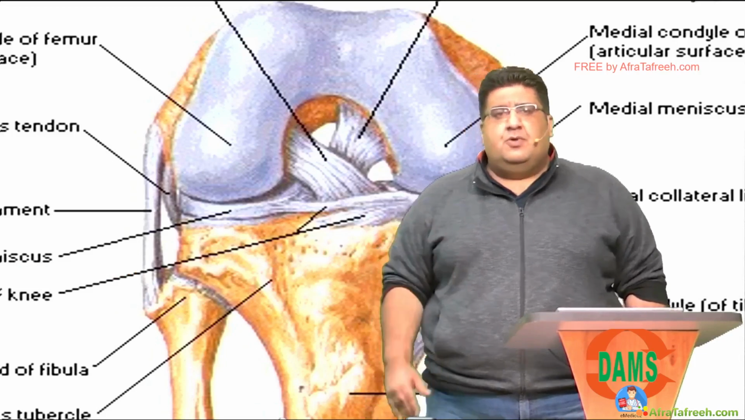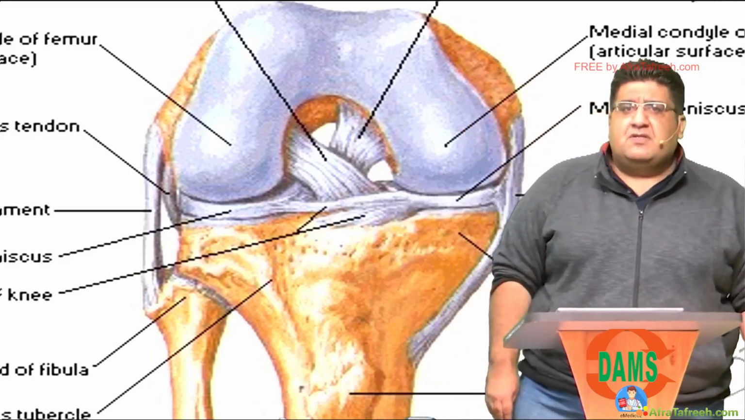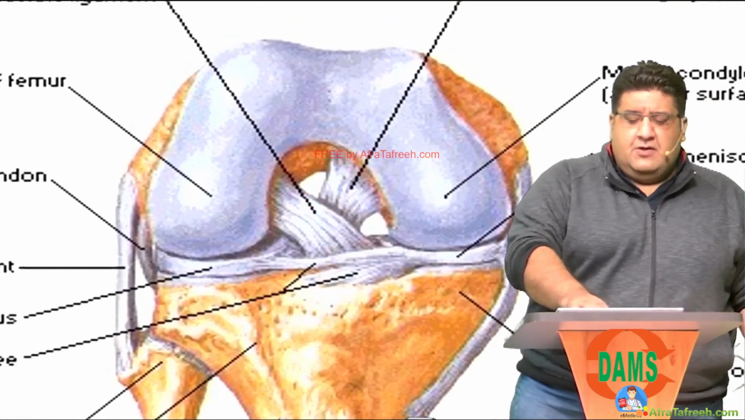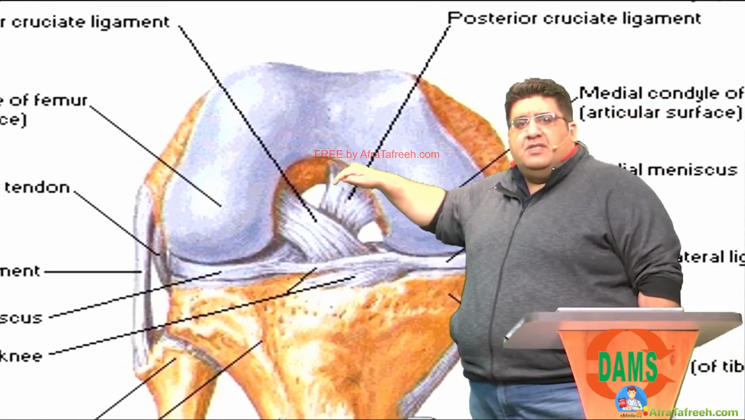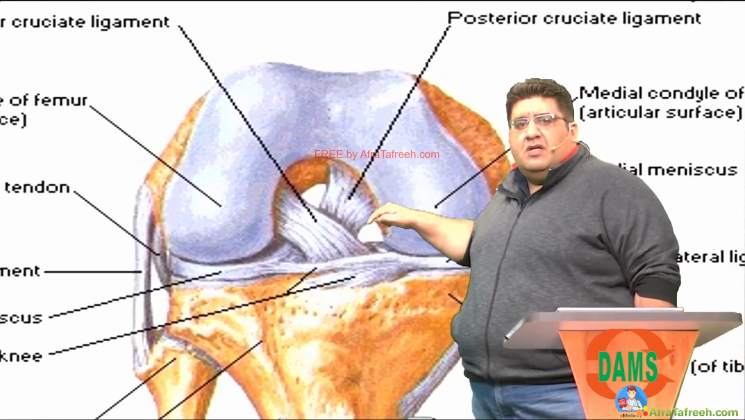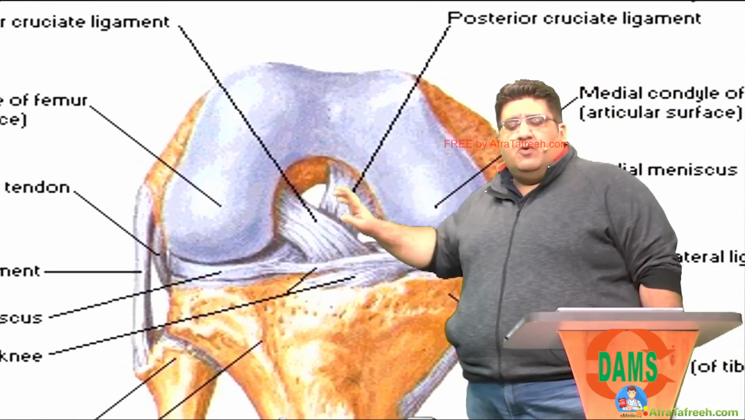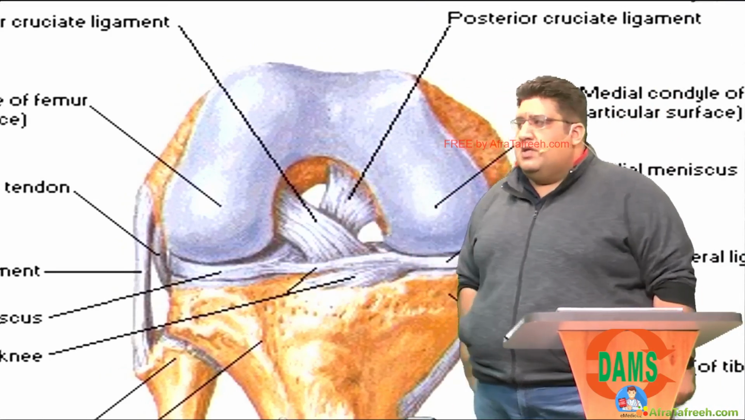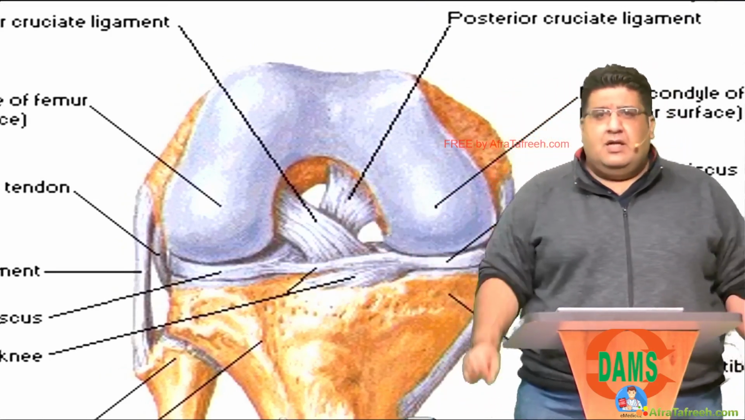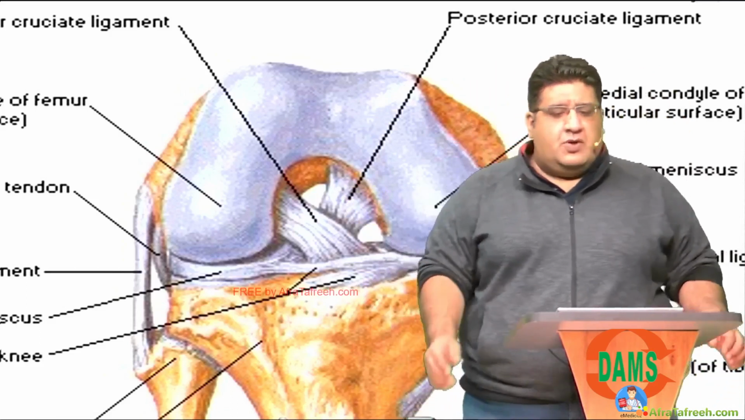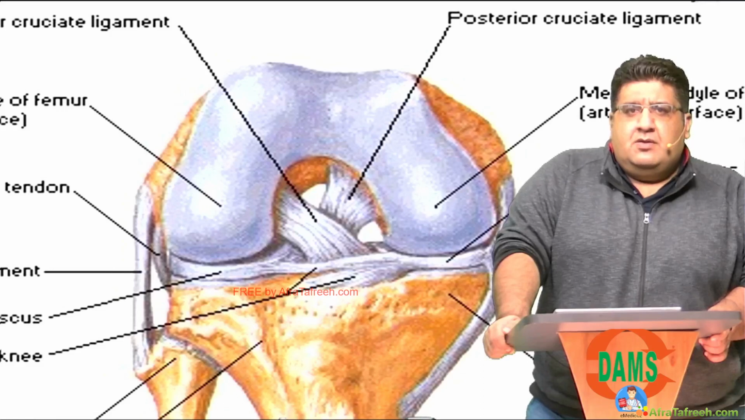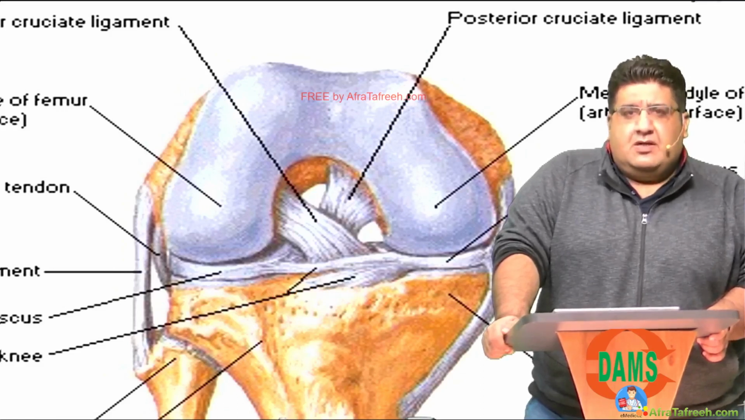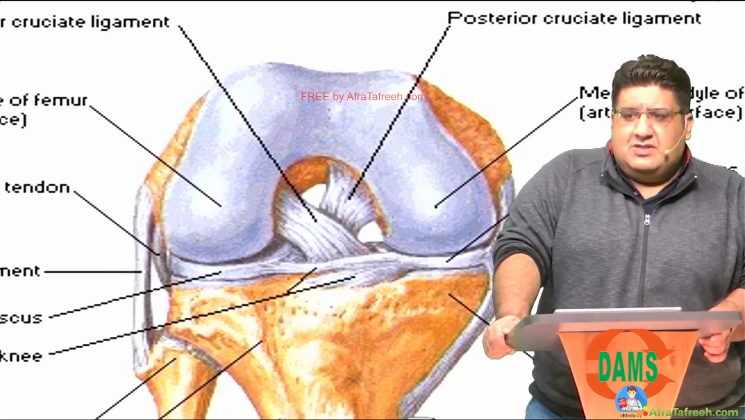Before I start teaching you the six differences, I want you to please focus on this image. Can you see PCL? And can you see ACL? I want you to conclude, looking at this image, that PCL is 1.5 times broader as compared to ACL. PCL is 1.5 times thicker and broader as compared to ACL.